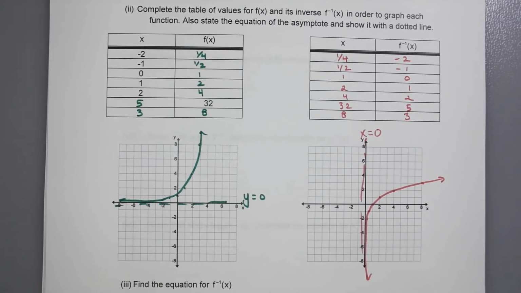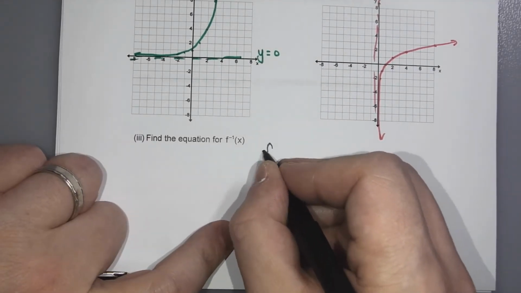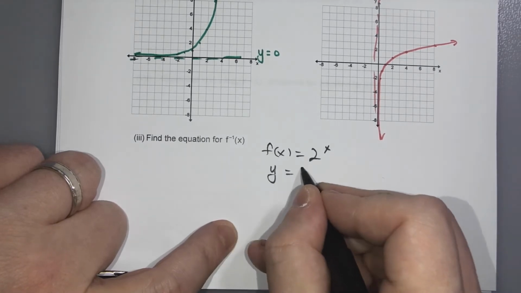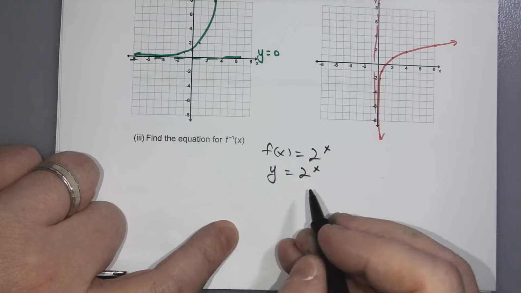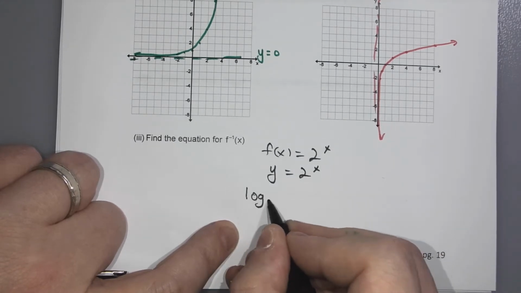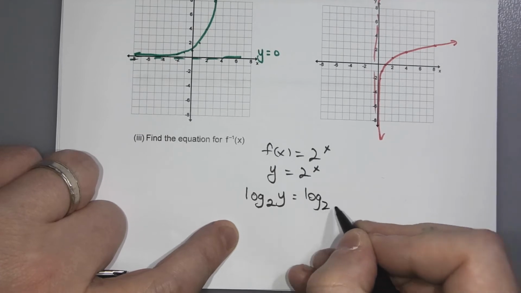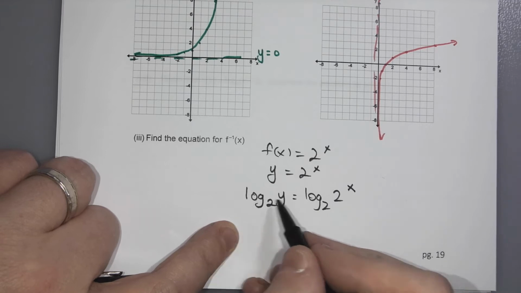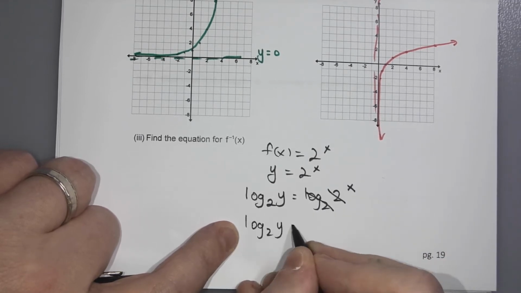What is the equation for f inverse? That means we're going to have to do some algebra to undo what has happened. And remember that if f of x equals 2 to the x, y equals 2 to the x, what we're going to do in order to undo both sides is we're going to do what's called a logarithm base 2. Log base 2 of y equals log base 2 of 2 to the x. Cancels. Log base 2 of y equals x.